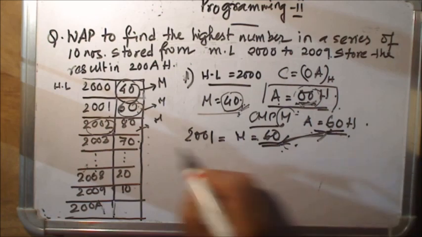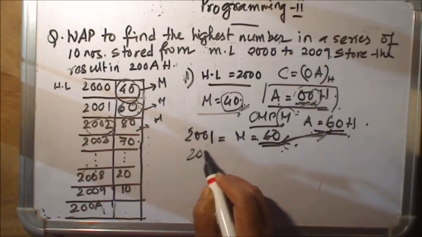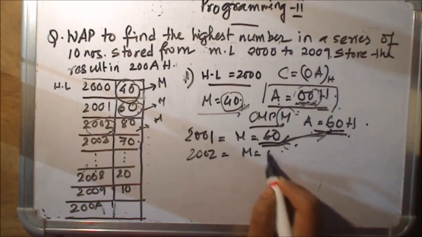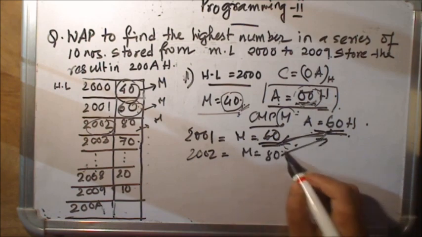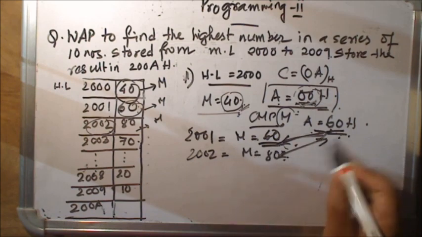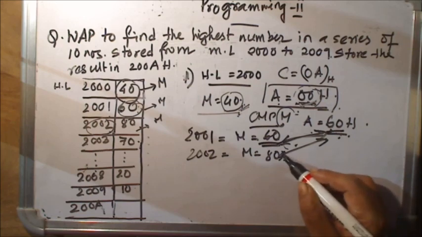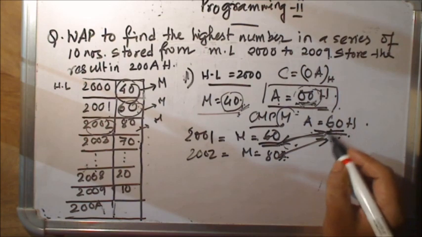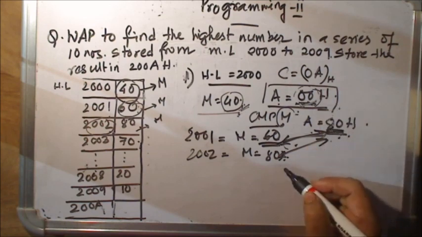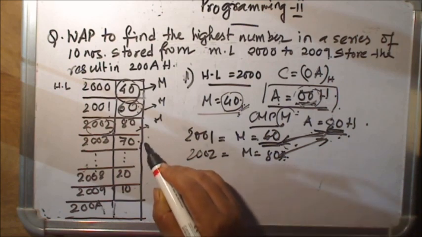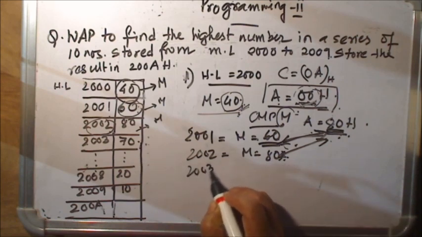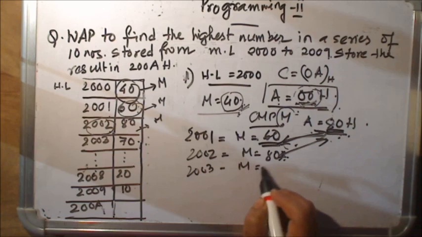Then again we will go to the next memory location. Now your new M will be 80. We will compare this number with 60. Is 80 greater than 60? Yes, of course. So we will copy that number 80H into A. Then we will increment again to 2003. Then our new M will be 70.